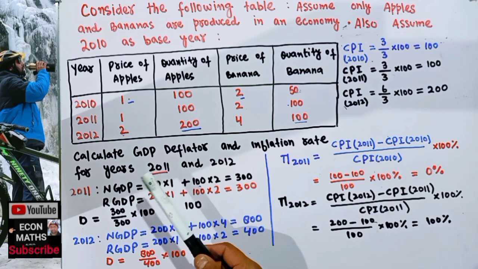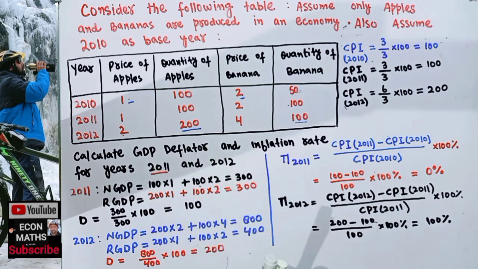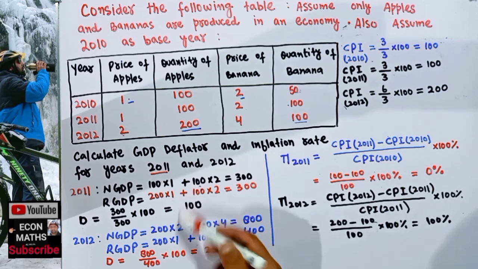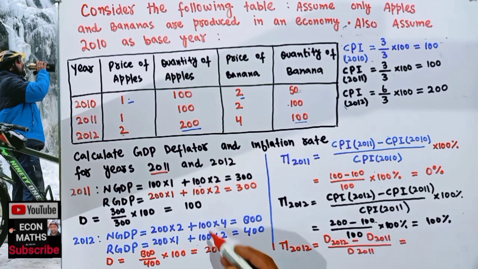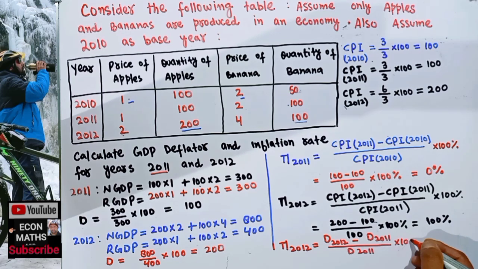Inflation rate can also be calculated using the GDP deflator, and we can also see the inflation rate between two periods. Here the GDP deflator for 2011 is 100 and the GDP deflator for 2012 is 200, and we can use this to calculate the inflation rate simply. So the inflation rate for 2012 will be equal to the deflator value in 2012 minus the deflator value in 2011, divided by the deflator value in 2011. Again, we multiply by 100, 100% obviously.